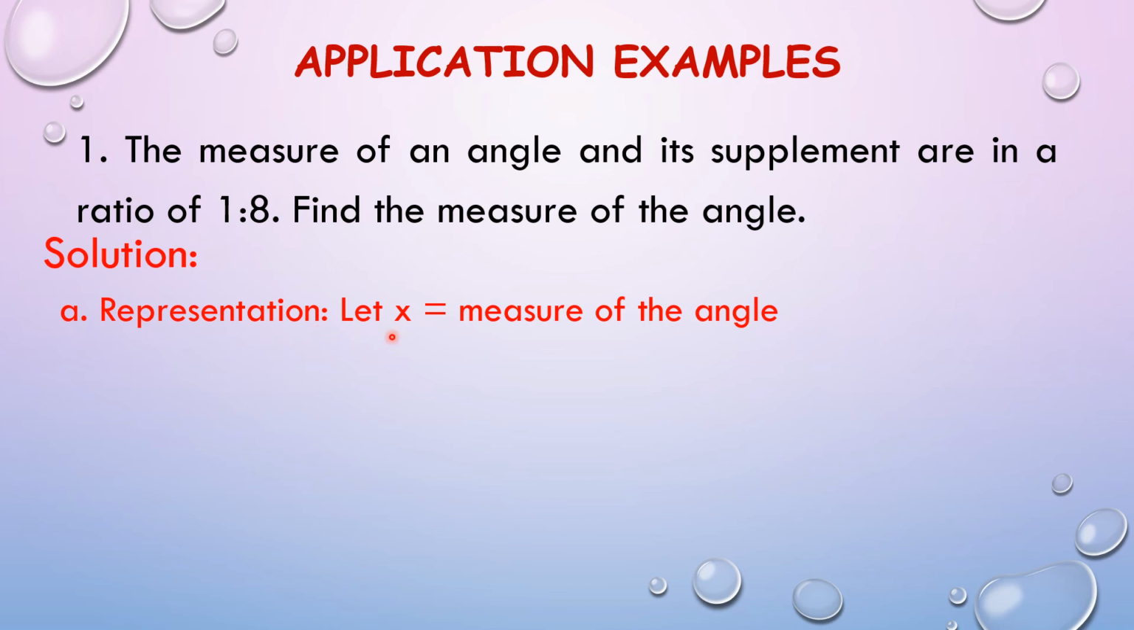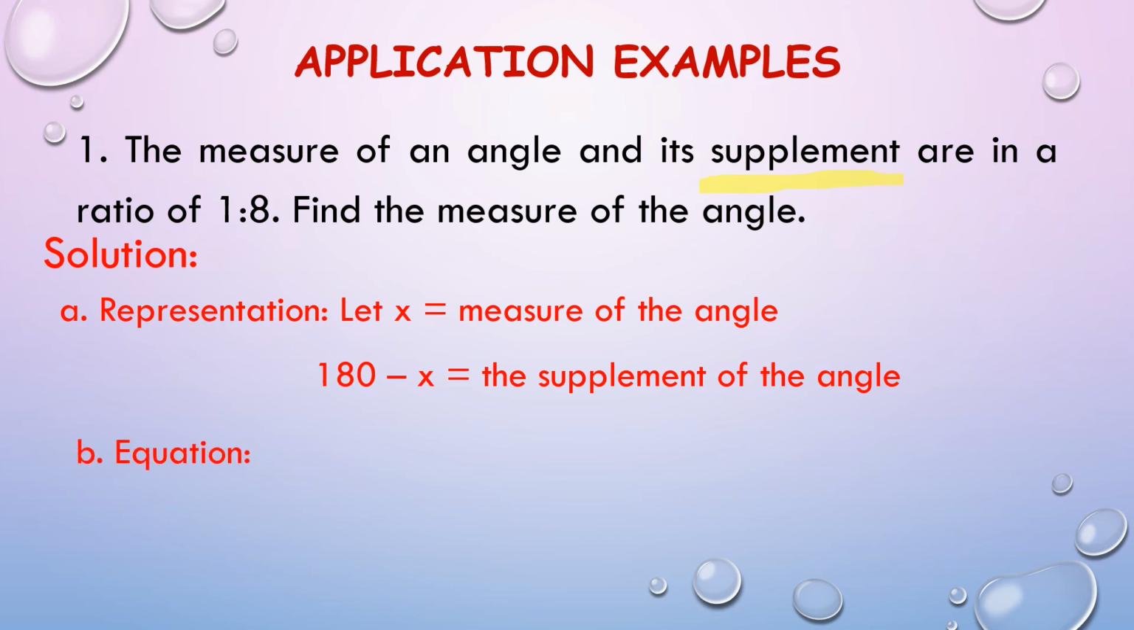So let x, or you can use any variable, be the measure of the angle, and 180 minus x, since we are talking about the supplement. So we are using 180 minus the measure of the angle as the representation for the supplement of our angle. Second step, proceed to the equation. That is x over 180 minus x is equal to 1/8. The ratio 1:8, in fraction form, is 1/8.